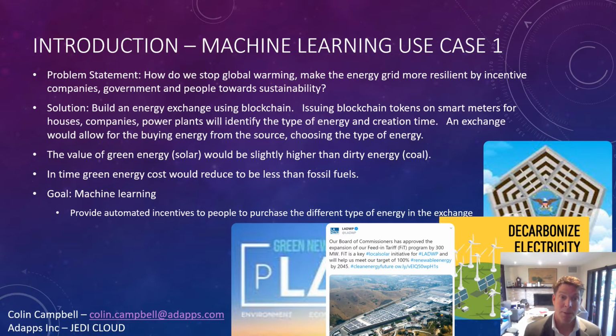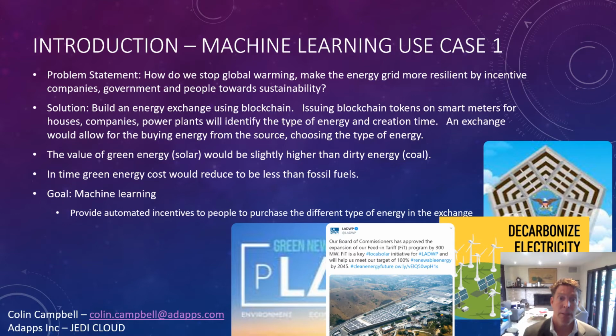The problem statement I'm trying to focus on is how do we stop global warming and make the energy grid more resilient by incentivizing companies, government, and people towards sustainability. The solution is to build an energy grid using blockchain, issuing blockchain tokens on smart meters for houses, companies, and power plants that will identify the type of energy and creation time.